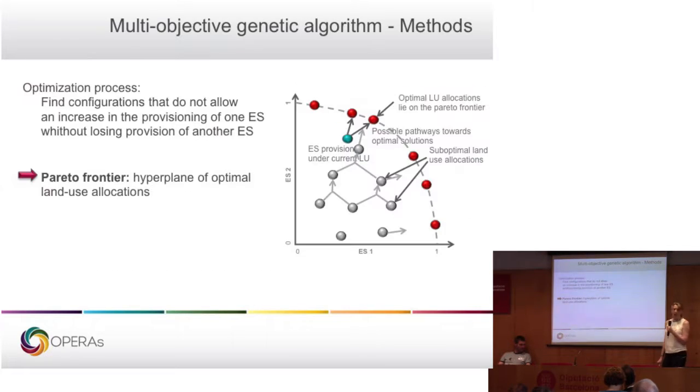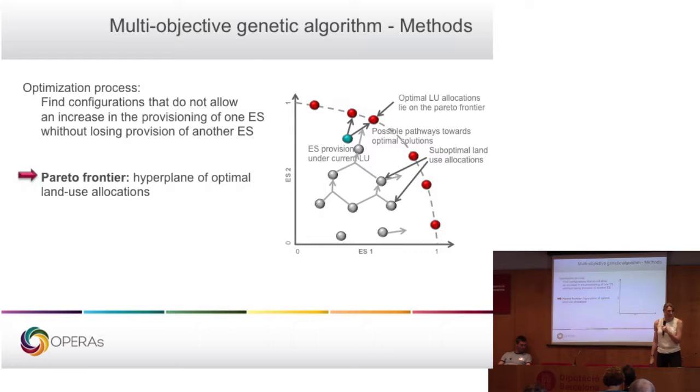So this is what we started with. We went to our multi-objective genetic algorithm, and our optimization process was finding configurations that do not allow an increase in one service without losing in another service. So what we actually end up with is this so-called Pareto frontier, or efficiency frontier. That's a hyperplane, we'll just look at it, of optimal land use allocations. That was our objective from this algorithm.